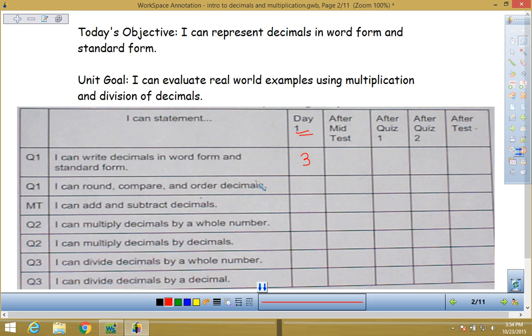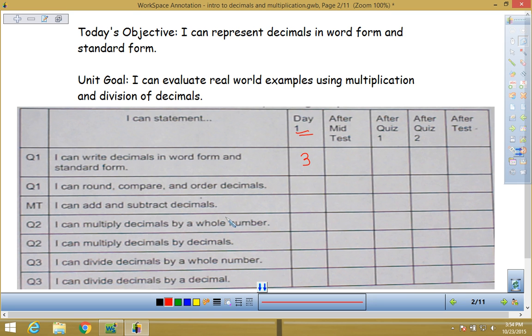So what we're going to do is read each statement, and then you're going to write how you feel about that skill based on the confidence scale that we had hanging up on the wall. So you're going to be rating yourself a 1 through a 4. For the first one, it says I can write decimals in word form and standard form. If you feel really good about that, then you're going to put a 3 or possibly a 4. So as we go through this, for each one I want you to rate yourself.